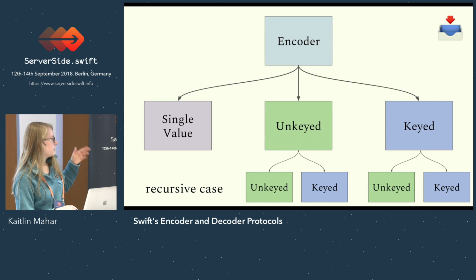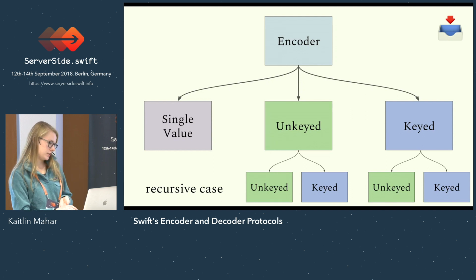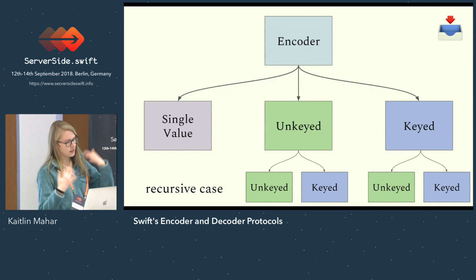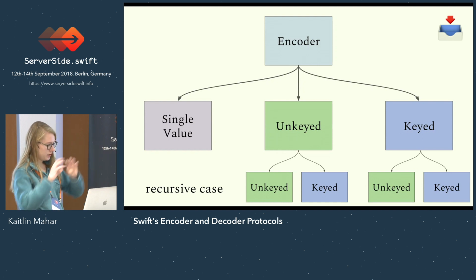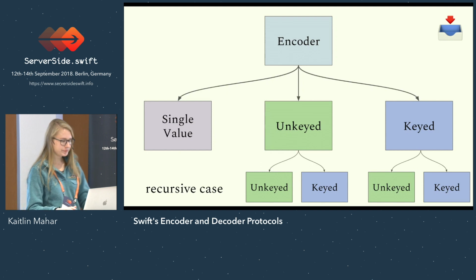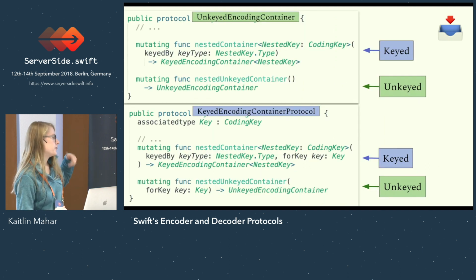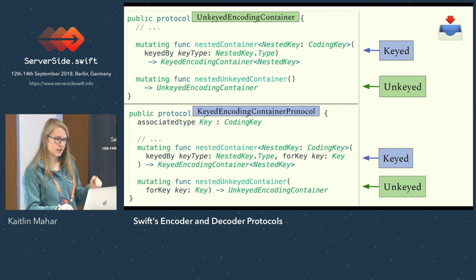So there's also the possibility that you could have nested containers. Both unkeyed and keyed containers support nested unkeyed and nested keyed containers. Just something you would use in that recursive case where you're storing a type inside of another type and you need to go down a level. And we see these show up on the protocols pretty much like this. In addition to those encode methods, we have these nested container methods that create nested keyed and nested unkeyed containers.